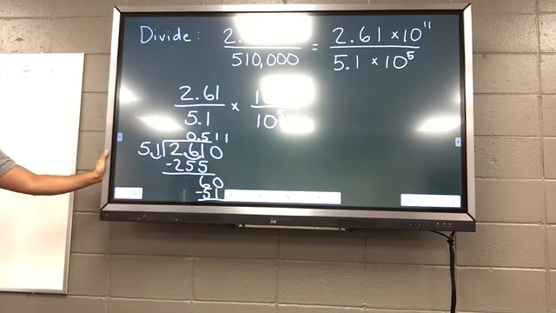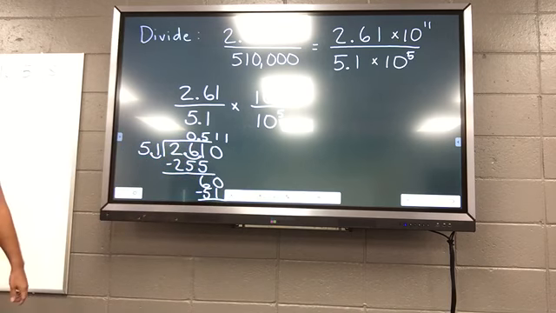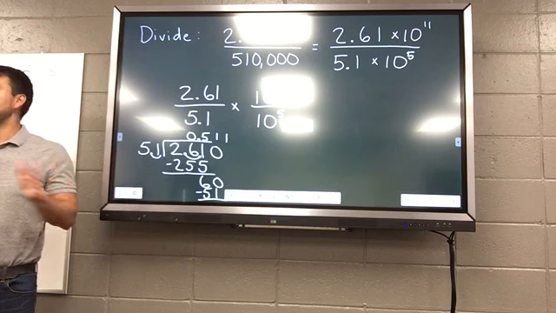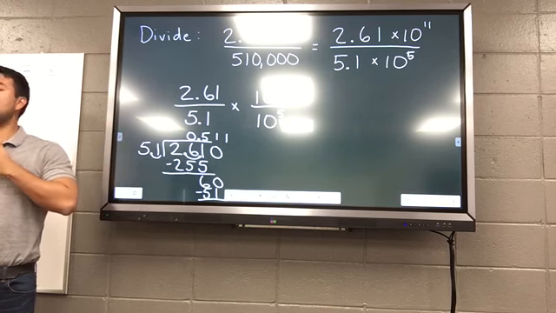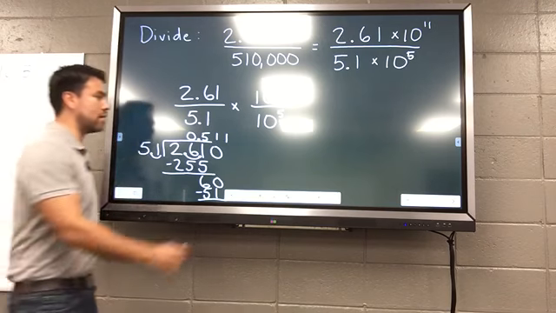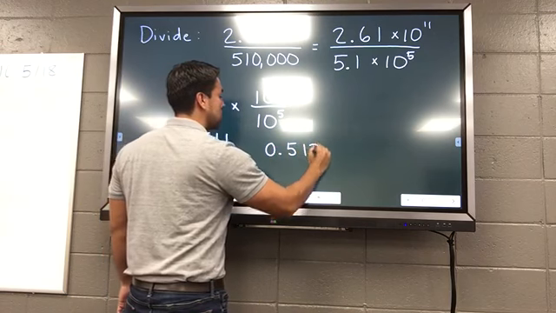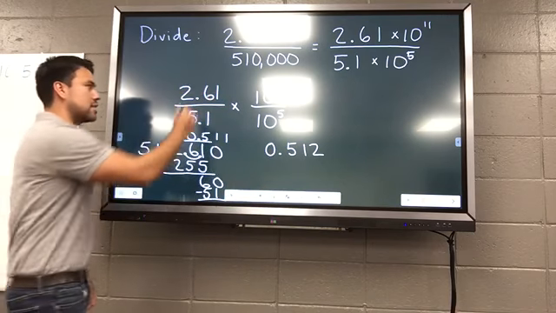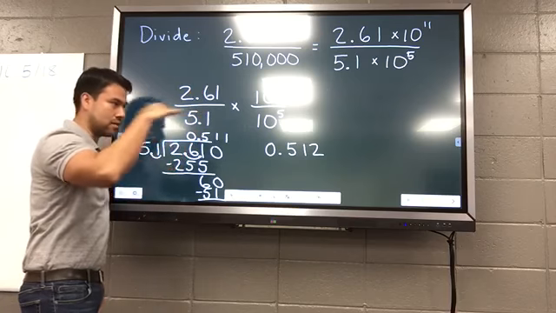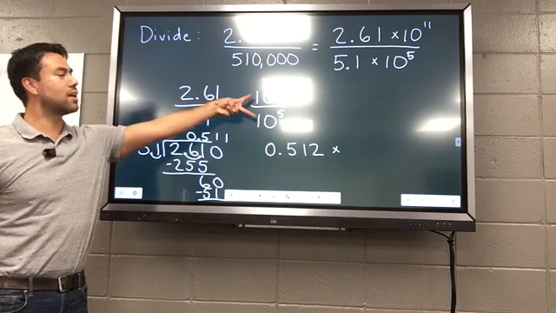Confession to make. This number keeps going for a while. It's not going to repeat. It's going to keep going, but none of your homework problems are going to do that. So what I'm going to do on this problem is round it to 0.512. So that's the division part. Again, yours is going to come out nice and clean, so that's nice. Enjoy that. But what's going on right here?